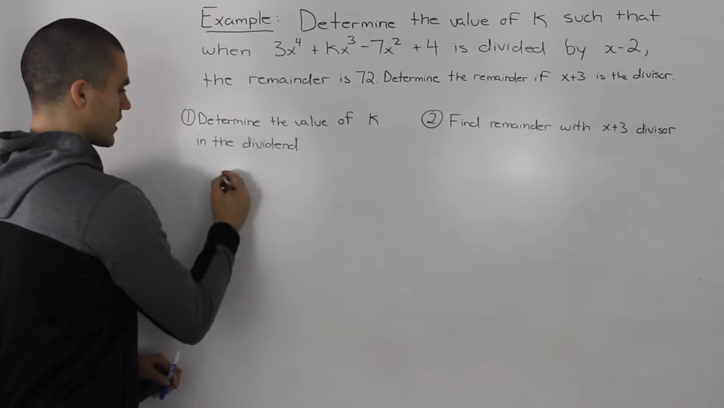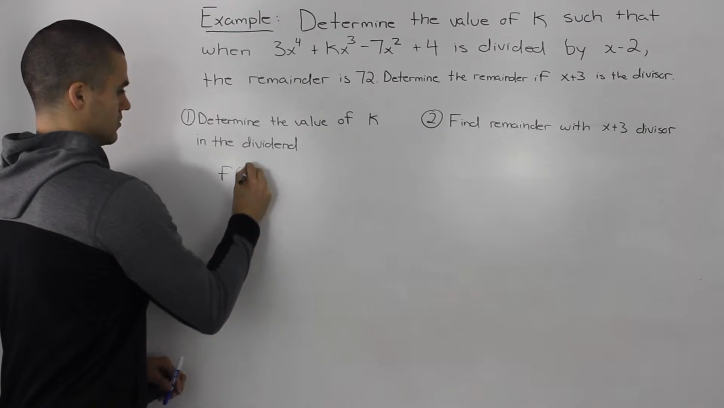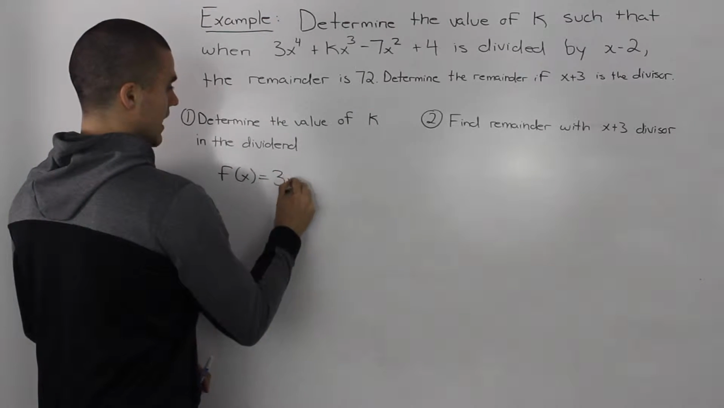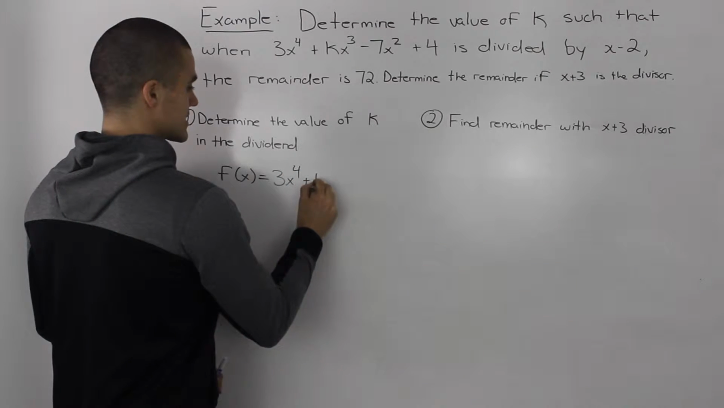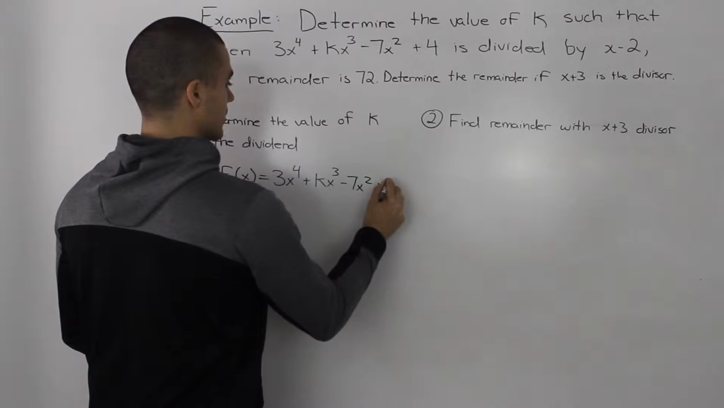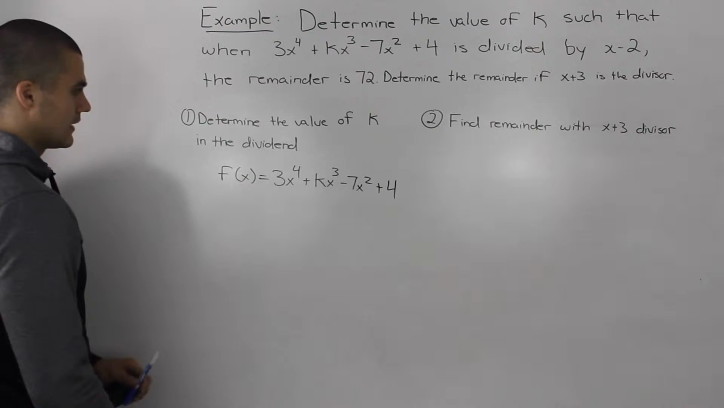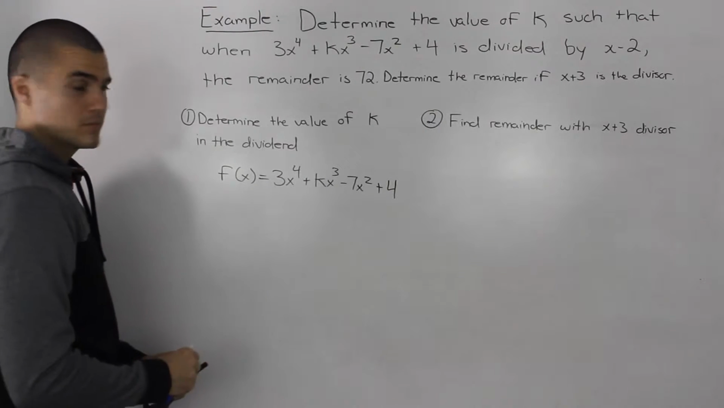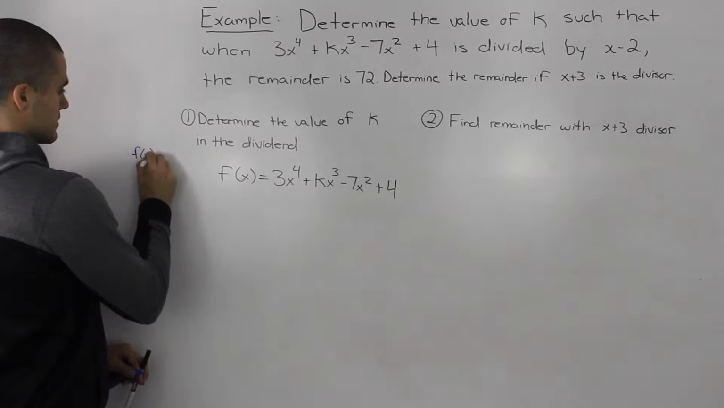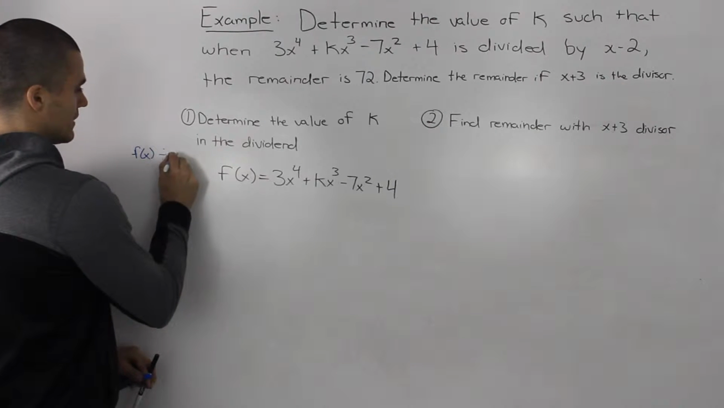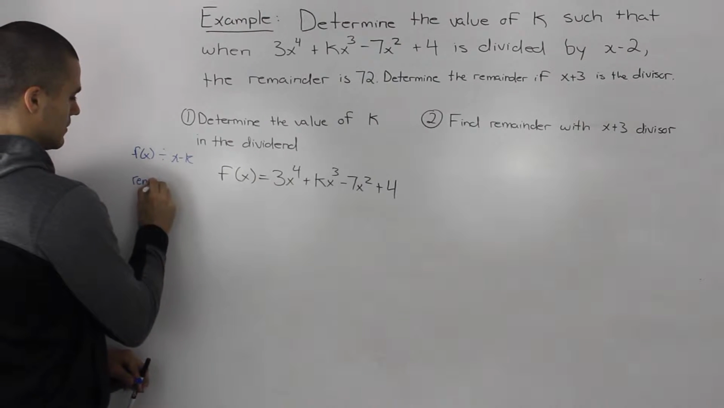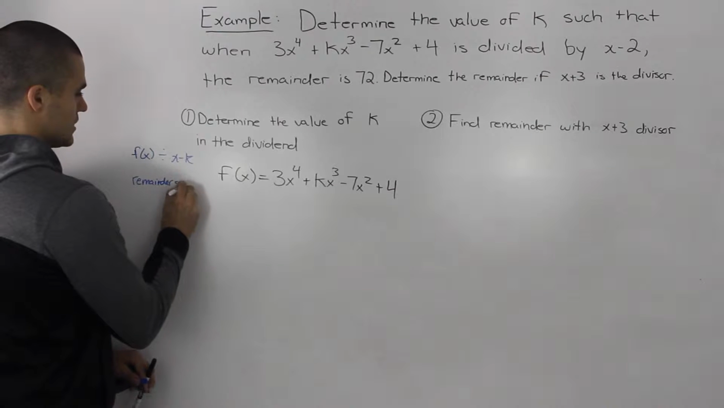So let's rewrite our dividend here. Let's label it as f of x, so 3x to the 4 plus kx to the 3 minus 7x squared plus 4. Now, what does the remainder theorem tell us? Well, basically, if we have f of x and we are dividing it by a divisor of x minus k, the remainder is just equal to f of k.